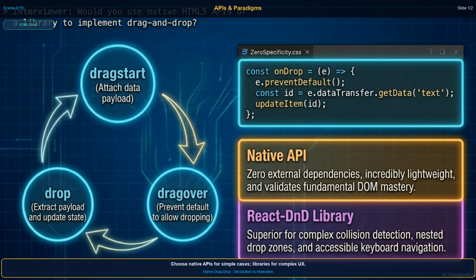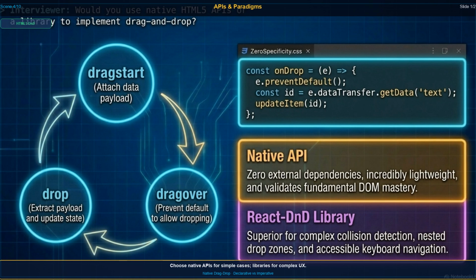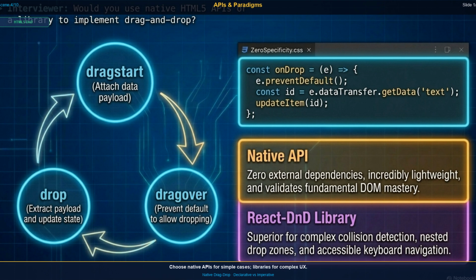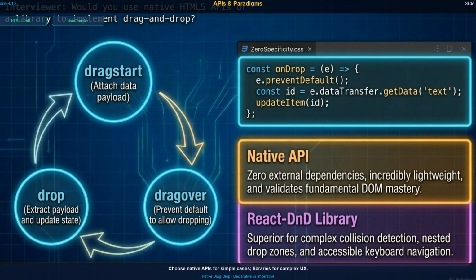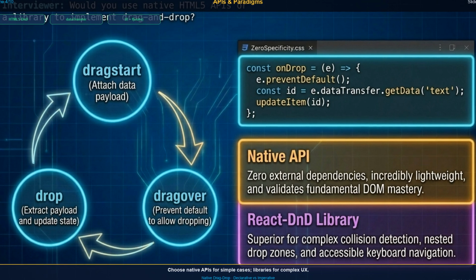A classic implementation question. Would you use native HTML5 APIs or a library to implement drag and drop? Walk through the native lifecycle first. It proves DOM mastery. Drag start, attach your data payload with dataTransfer.setData. Drag over, call preventDefault on every frame to allow dropping. Miss this and nothing works. Drop, extract the payload, preventDefault again, and update your React state. Zero external dependencies. Incredibly lightweight, perfect for Kanban boards with simple move semantics.